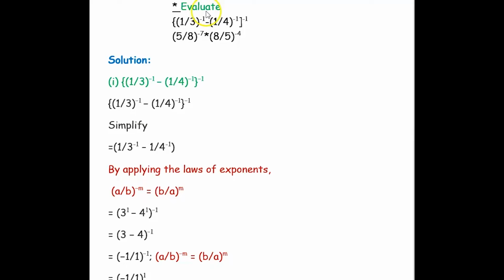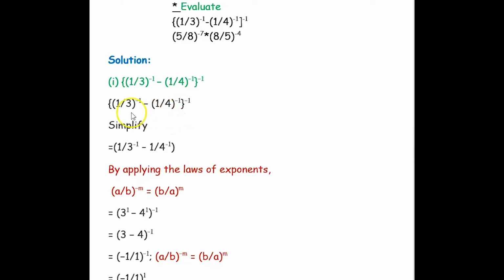Next question is, evaluate 1 divided by 3 raised to the power negative 1 minus 1 divided by 4 raised to the power negative 1, the whole raised to the power negative 1. The next question is 5 divided by 8 raised to the power negative 7 into 8 divided by 5 raised to the power negative 4. Let us solve this one by one. Let us take the first question. 1 divided by 3 raised to the power negative 1 minus 1 divided by 4 raised to the power negative 1, the whole thing raised to the power of negative 1.